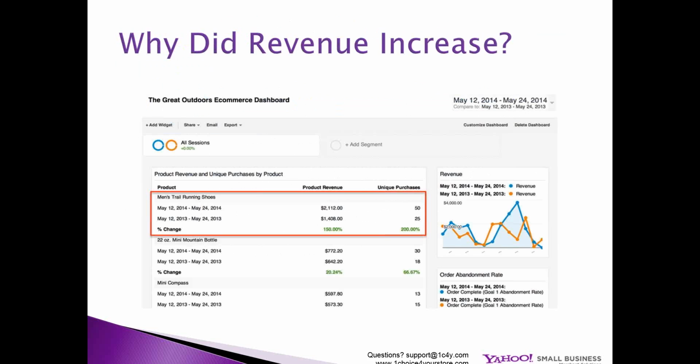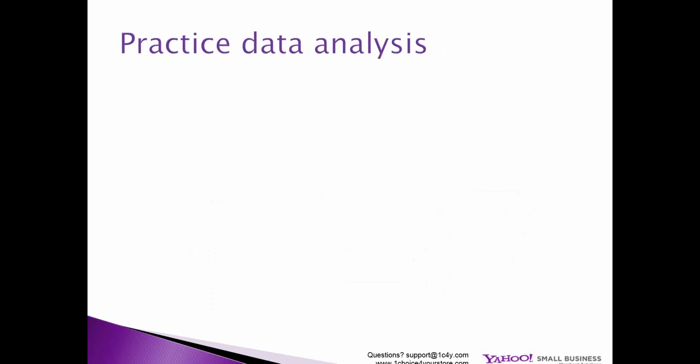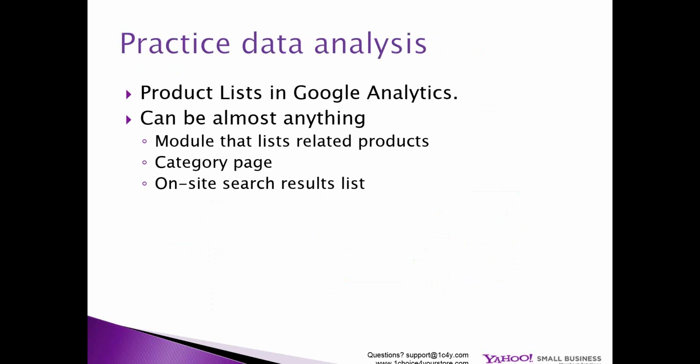It's possible this change in sales could be caused by on-site selling tools like merchandising blocks or promotional product lists, or perhaps they were featured at the top of the on-site search results. For doing that, we often look at the product data analysis. On-site merchandising tools are known as product lists in Google Analytics. A product list can be almost anything, like a module that lists related products, a category page, or even the on-site search result list.